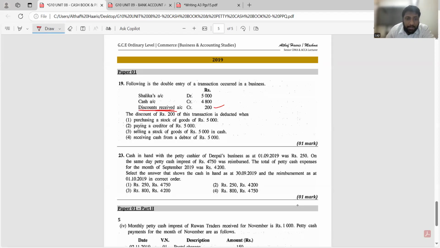So stock purchasing 5,000, paying 5,000 to the creditor, selling a stock of 5,000, receiving cash from the debtor. Now here we are making a payment because the cash account is credit. When we pay 5,000, we have received a discount of 200. That's why we have ended up paying 4,800. Then our answer is the second one. Next.